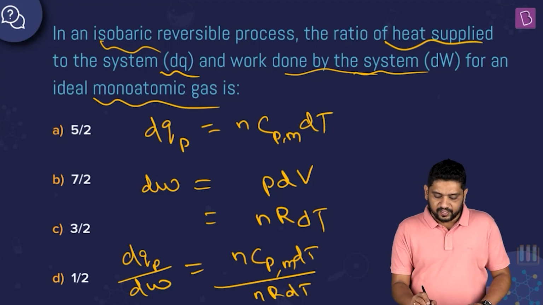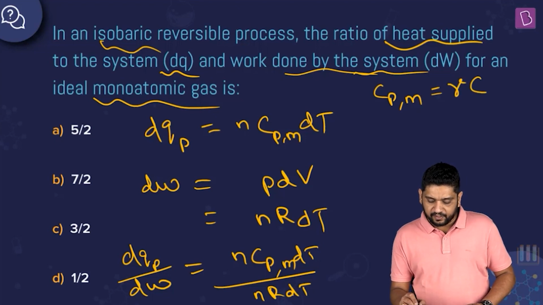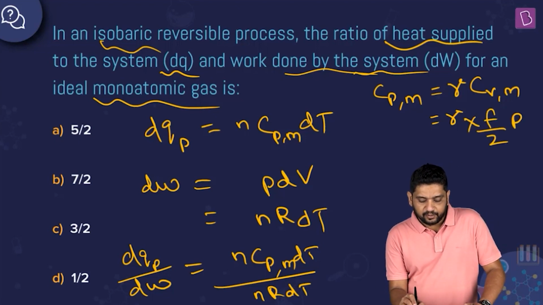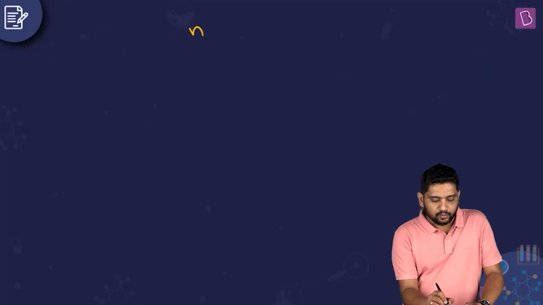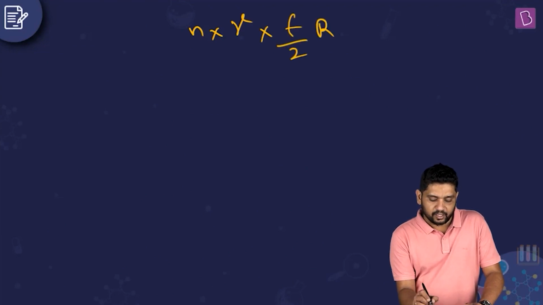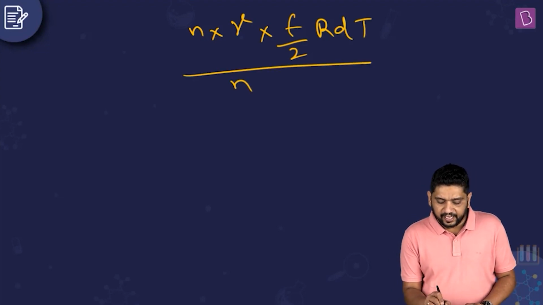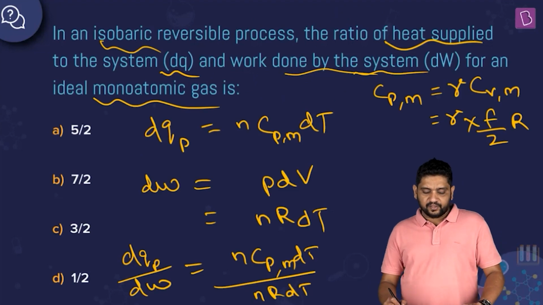Now what do you know about Cp molar, right. So we know that Cp molar is gamma times Cv molar, and Cv molar is what? f by 2 R, right. So what is this ratio going to be equal to? n into gamma into Cv molar, which was f by 2 R, into dT divided by nRdT. So nRdT I can see is directly cancelling out. The ratio will turn out to be gamma into number of degrees of freedom divided by 2.